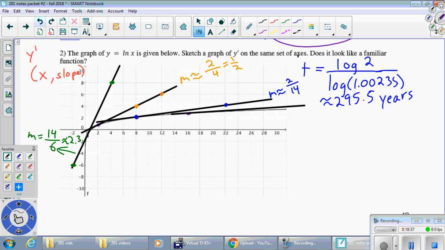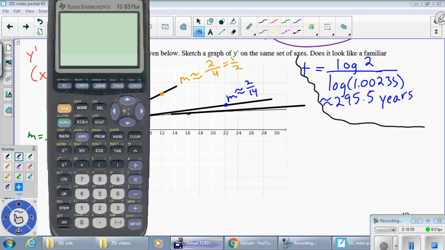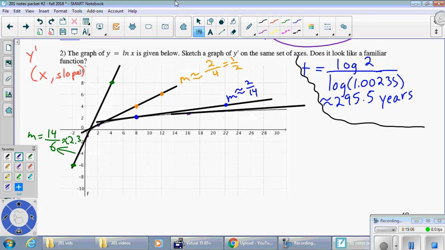Running into my other work here. Okay, we're going to move this thing out of the way. M is roughly 2/14, which has a decimal, maybe 0.1 something. Okay, so 0.14, we'll say.